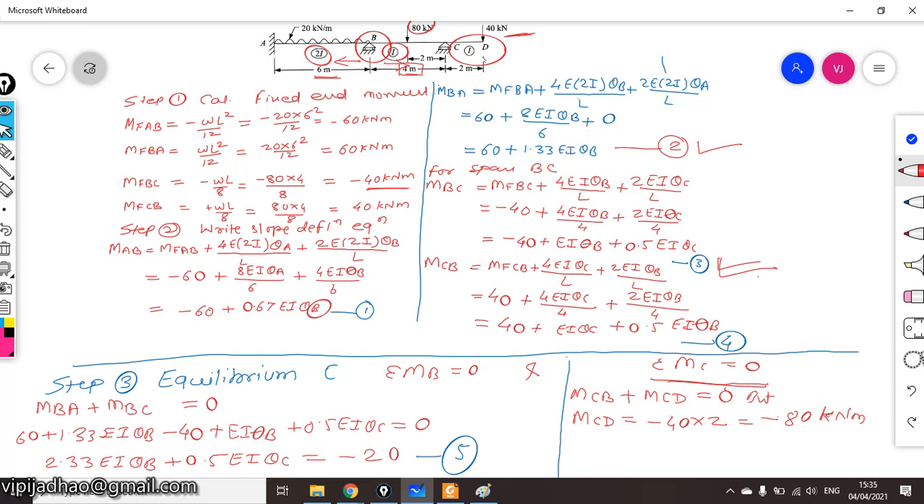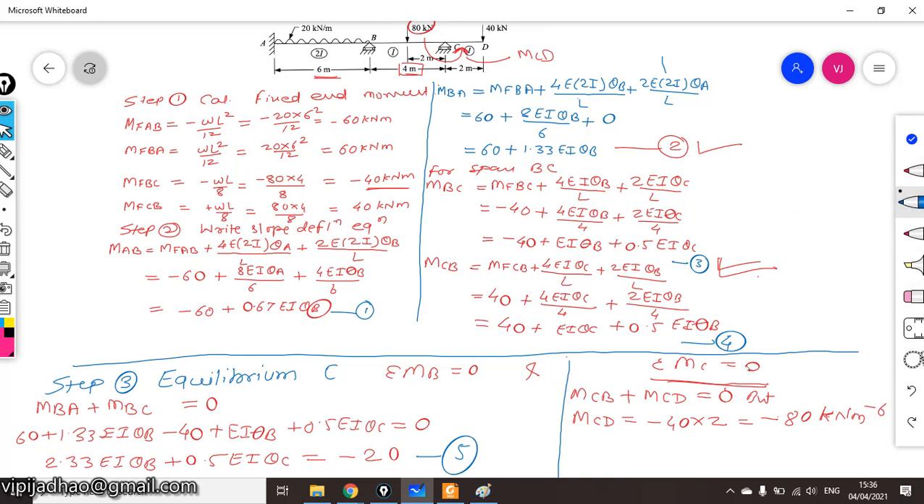Because whatever bending moment is developing here will be anti-clockwise, like this. This will be MCD and it will be anti-clockwise, therefore we are considering this MCD as negative. Consider this as equation number 6.